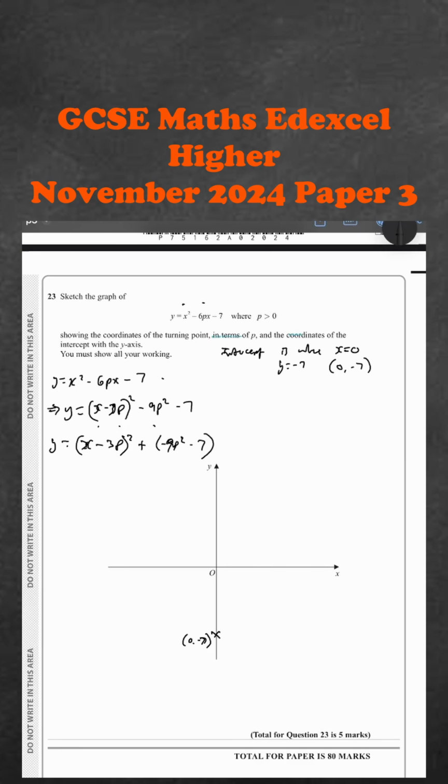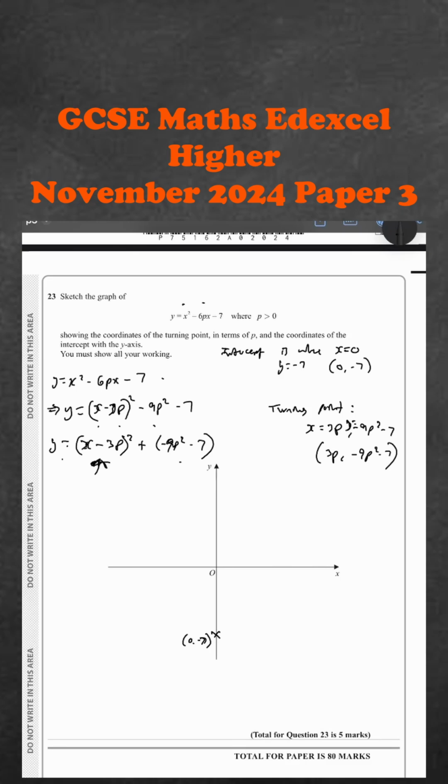And nice and easy, that means that the turning point is going to be where x equals 3p, because that will make this bracket equal 0, and where y equals minus 9p squared minus 7, because if that bracket equals 0, then y just equals whatever the right bracket is. So I'll write this as a coordinate, (3p, minus 9p squared minus 7).